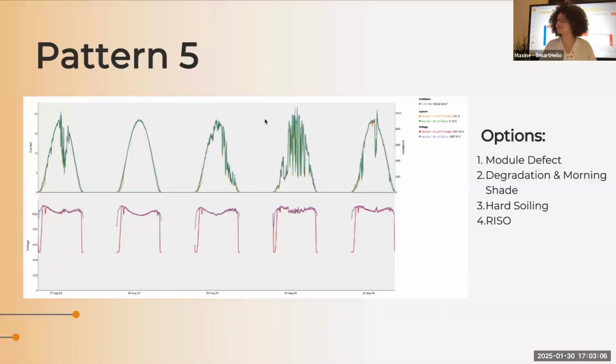Perfect. And now let's go to our last but not least pattern. So this time you have the choice between module defects, degradation and morning shade, hot soiling and RISO. Let me launch the poll. Launching now. So let's see. For the last pattern, are we going to get a winner?